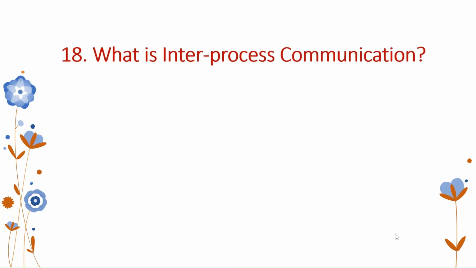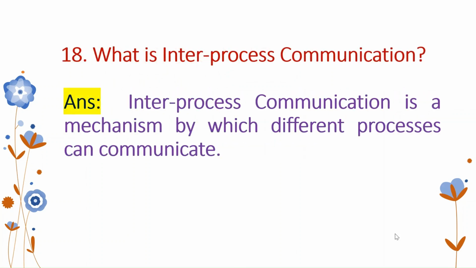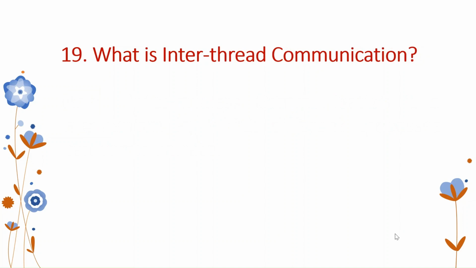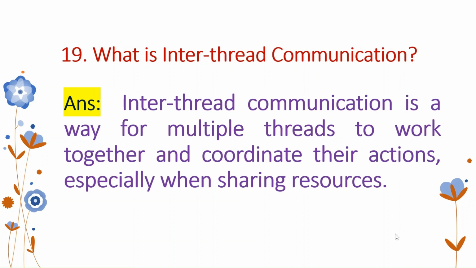What is inter-process communication? It's a mechanism by which different processes can communicate. So there are a lot of processes where they want to communicate with each other in order to complete their jobs. What is inter-thread communication?